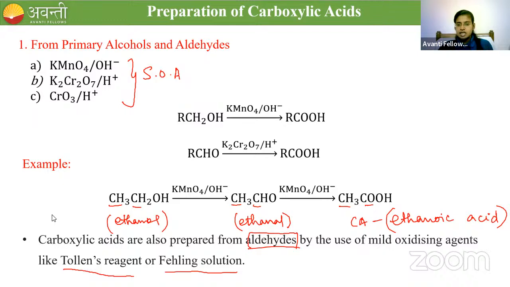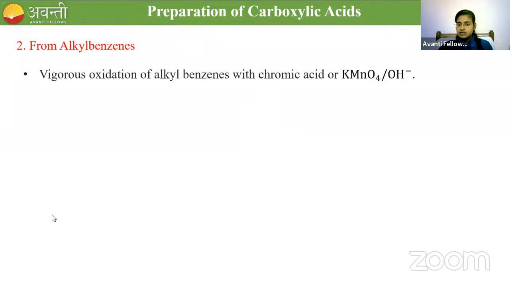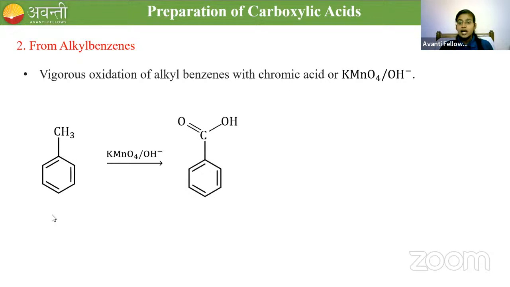The second is from alkyl benzene. So you have to take an alkyl benzene, and the vigorous oxidation of this alkyl benzene with chromic acid or KMnO4 with OH will give the carboxylic acid. So let me take one alkyl benzene: methyl benzene. The methyl group is the alkyl group here, which is attached to the benzene ring. So it is called methyl benzene. Methyl benzene on treatment with KMnO4 and OH minus will give benzoic acid.